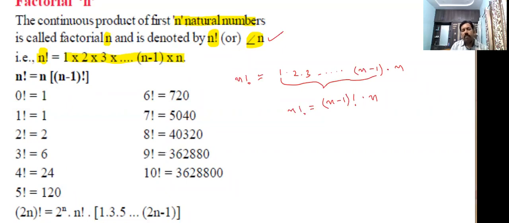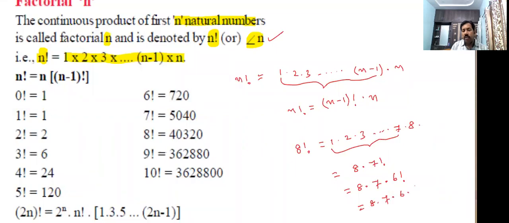But suppose, see one example, 8 factorial is there. How to write? 1, 2, 3, and so on up to 7, 8. 1 to 7 we can write as 7 factorial, and 8 is extra. 8 into 7 factorial. We can write this as 8 into 7 into 6 factorial also. We can write 8 into 7 into 6 into 5 factorial also. Why are we writing like this? We need to calculate the answer now. At that time, it is useful.